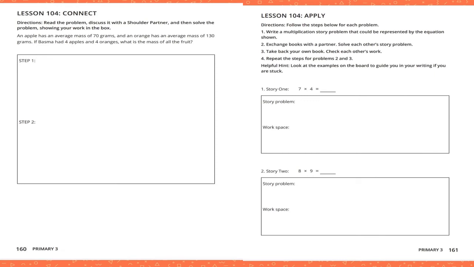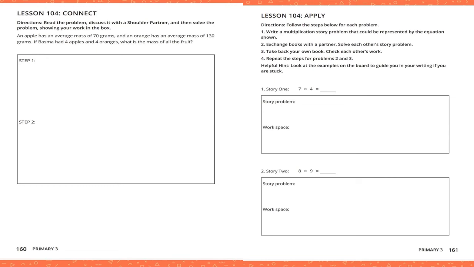Lesson 104, the connect point. An apple has an average mass of 70 grams, and an orange has an average mass of 130 grams. If Basma has 4 apples and 4 oranges, what is the mass of all the fruit? So, to know the total mass, we have to get the total mass of apples alone and the total mass of oranges alone, then add the 2 masses together.